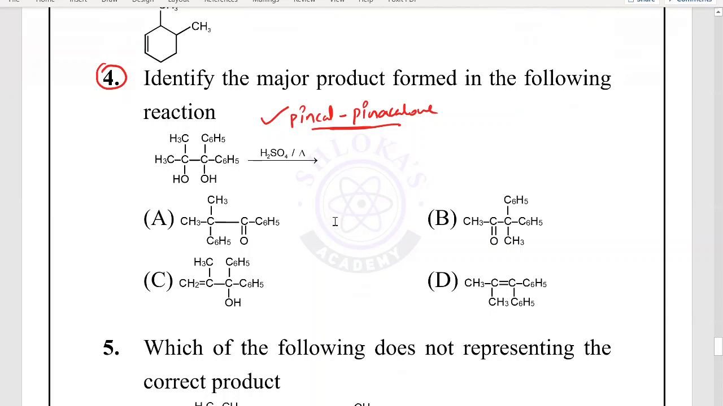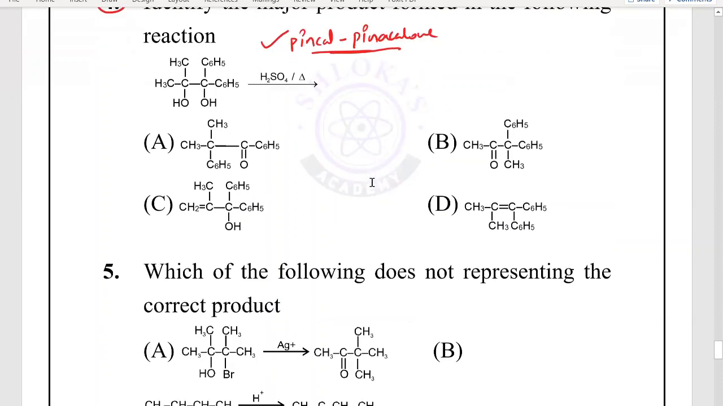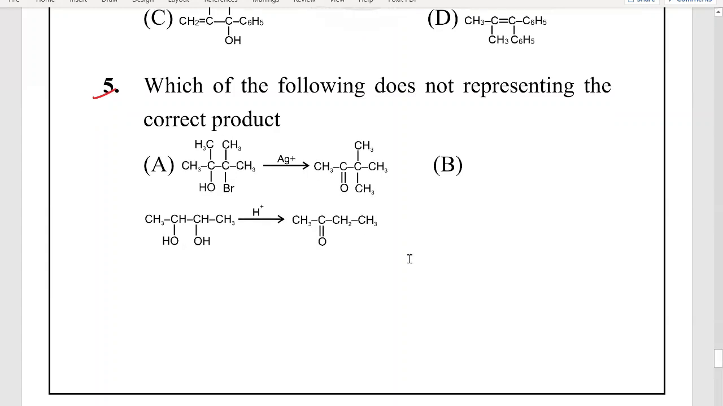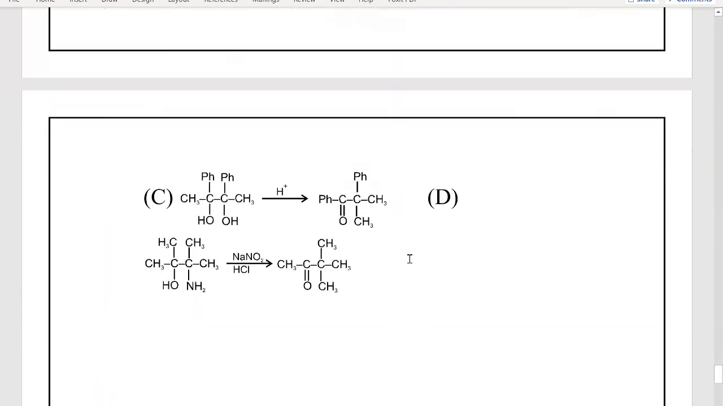So till then, you just try and go through this reaction. If you get it, it is okay. If you don't get it, no problem. I will explain in the next video. And which of the following does not represent the correct product? So according to elimination, I am removing the Br and H. Right. Again, it is also a pinacol pinacolone rearrangement. So that also I will explain in the next video. So till then, you just go through it. If you get it, it is good. Otherwise, I will explain. Okay. So this is the elimination reaction.